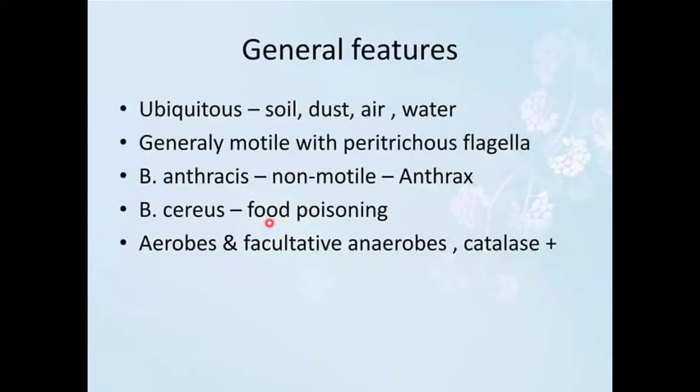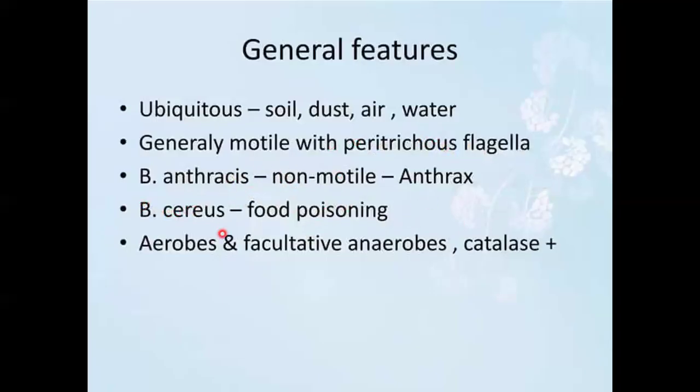And then we have two types of bacillus that are important to us: Bacillus anthracis and Bacillus cereus. So Bacillus anthracis is non-motile, and it is the one that causes anthrax. I'm sure you've heard of anthrax. It's a quite common disease, mostly in animals, but it can also occur in human beings. Then Bacillus cereus is a bacteria that causes food poisoning.